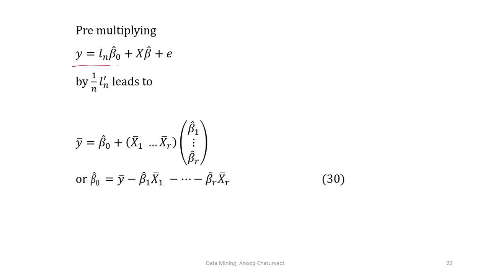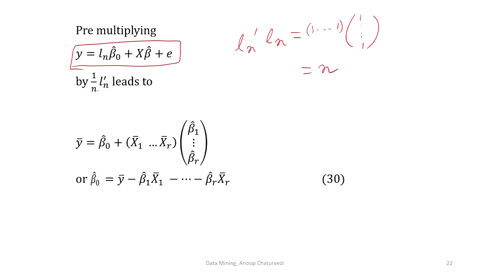Now, we consider this equation Y equal to l_n beta hat naught plus X beta hat plus E. And we pre-multiply this equation by 1 upon n l_n transpose. So, on the left hand side, you obtain y bar equal to 1 upon n l_n transpose l_n. Now, l_n transpose l_n is equal to, say you get 1, 1, 1 here, so ultimately this is equal to n. And then you are dividing by n, so you get beta hat naught here.